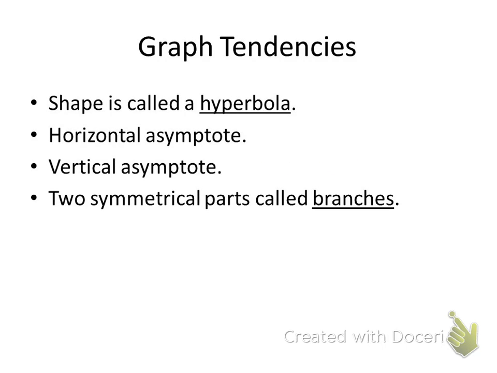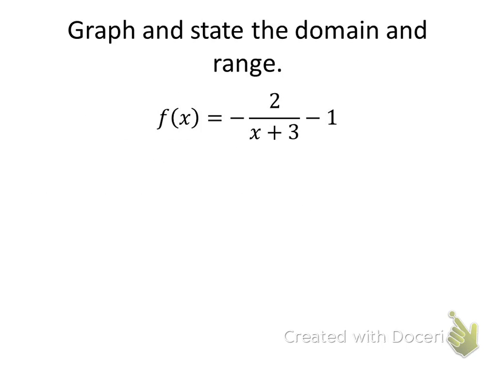All right, and then there are two symmetrical parts called branches. When you combine a couple branches, that creates the hyperbola. Now, hold on, my bad. Only in simple rational functions does a hyperbola exist. We're also going to see some rational function graphs that are not a hyperbola. A hyperbola only has two symmetrical parts called branches, but we're going to see some crazy ones. All right, well, let's try to graph this, shall we? And we're going to state the domain and range.